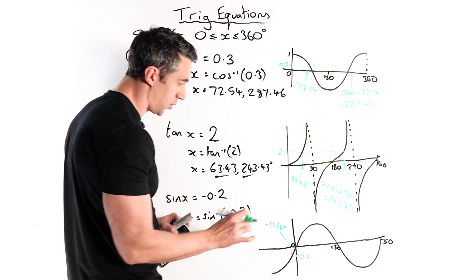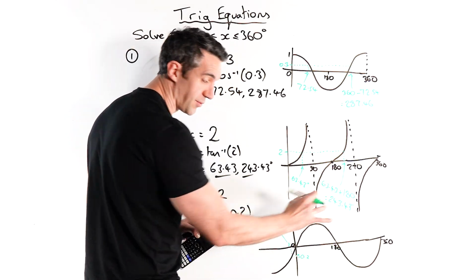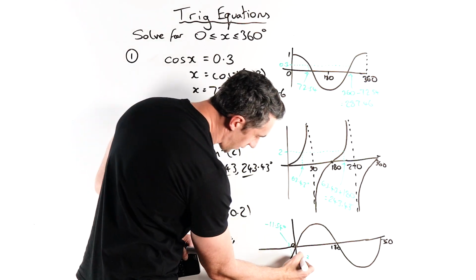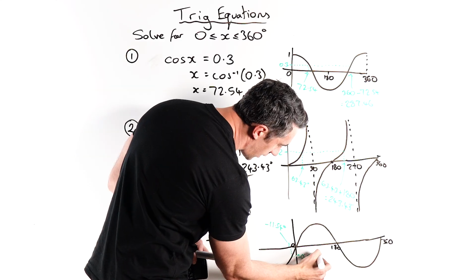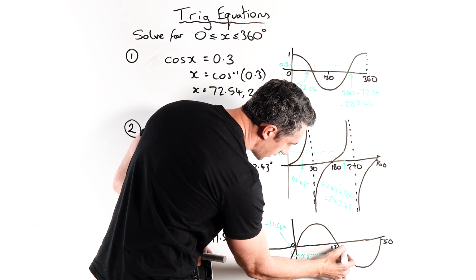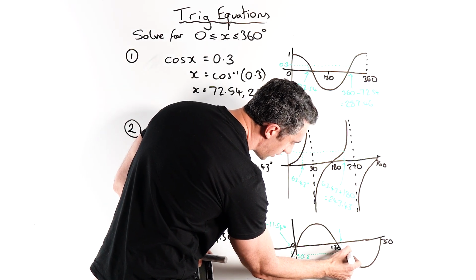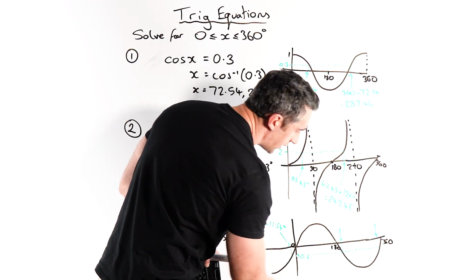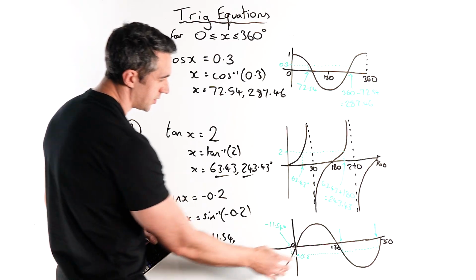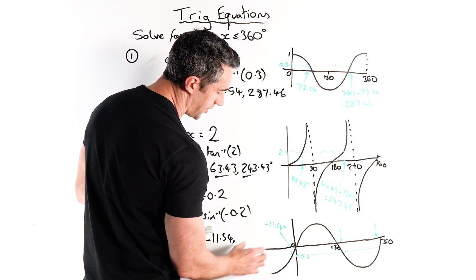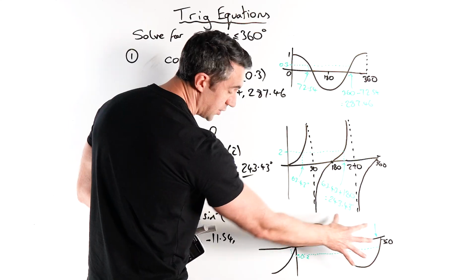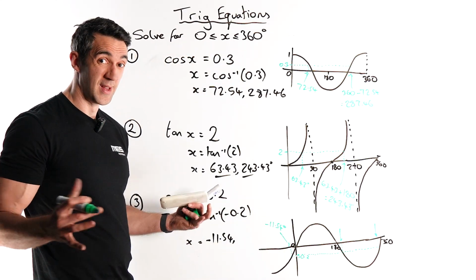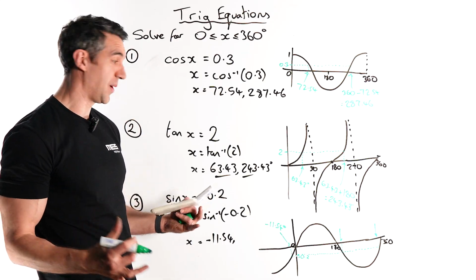So we need to try and find the ones that are on this side, between 0 and 360, because that's the range we were given at the start of our question. So we're going to trace this all the way across until it meets our curve 2 times. So we need to go all the way. So there's 1, there's 2. So we have to then look at the minus 11.54 and how we're going to use that to find those other values.